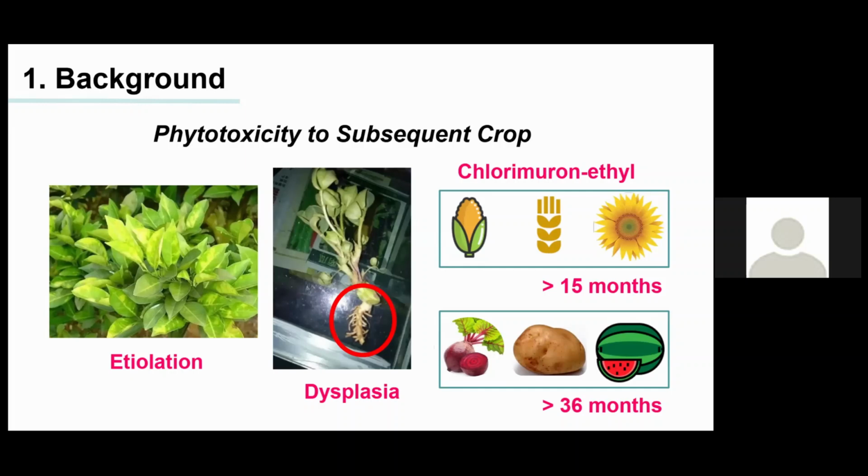Maize, wheat, and sunflowers can be affected for more than 15 months. Sugar beets, potatoes, and watermelons cannot be grown for 3 years after chlorimuron-ethyl application. Therefore, more efficient and adaptable strategies for herbicide degradation should be developed.